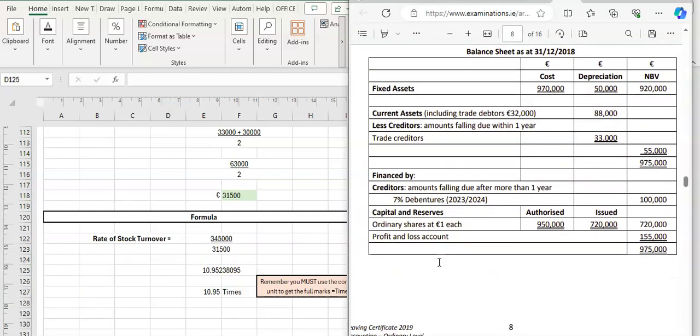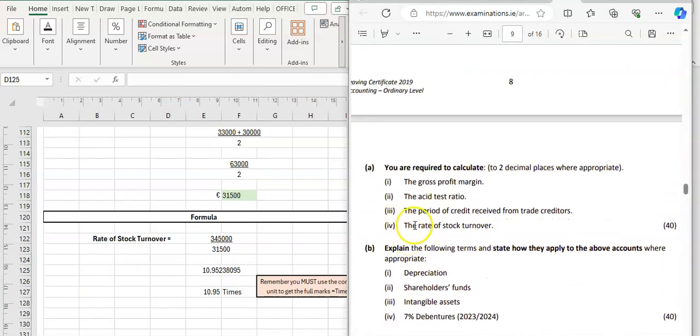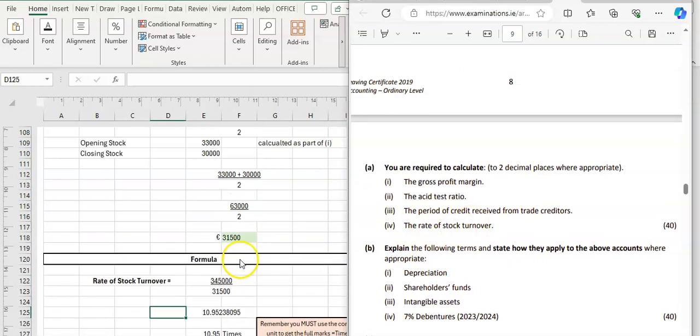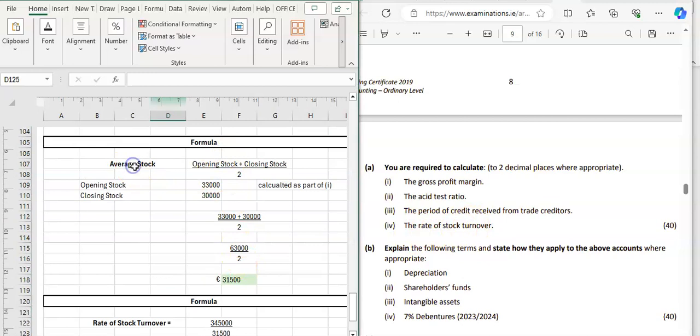So that's the fourth adjustment for Kennedy 2019 ordinary level ratio question, the rate of stock turnover. Remember, you need to know your average stock, which is your opening plus closing stock, divided by 2.